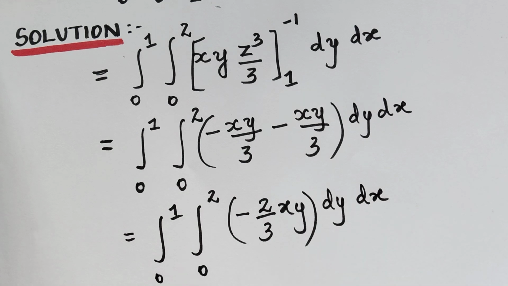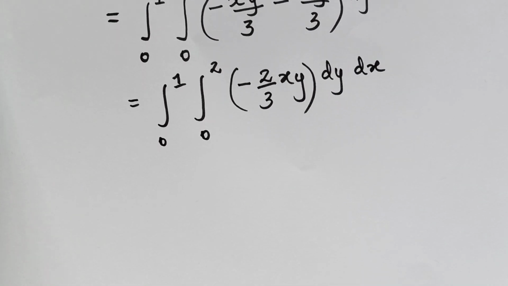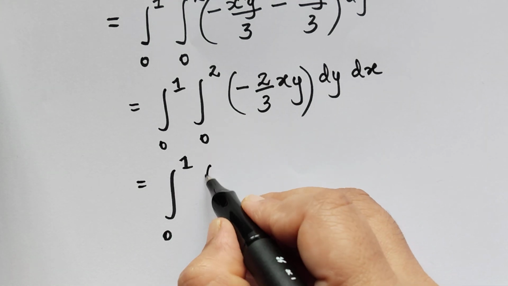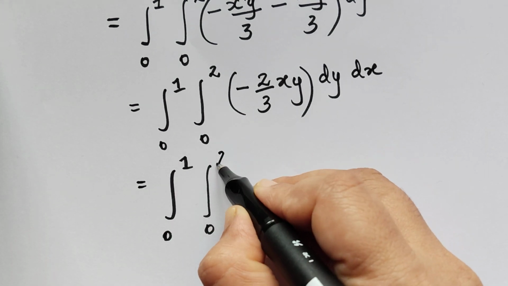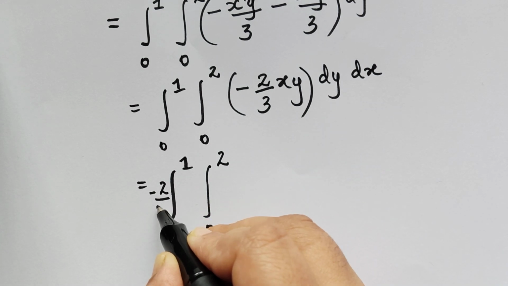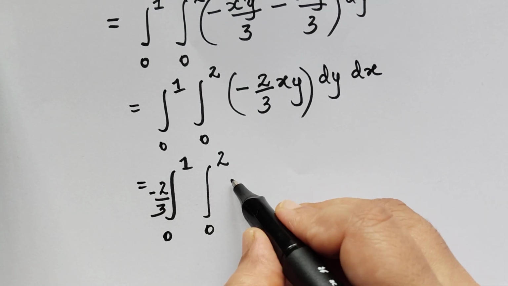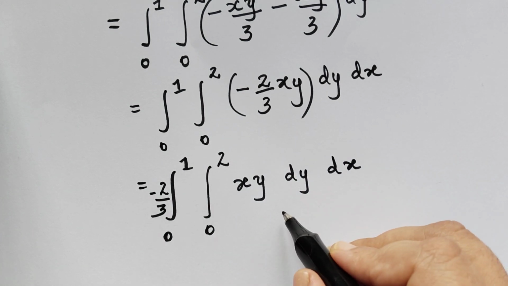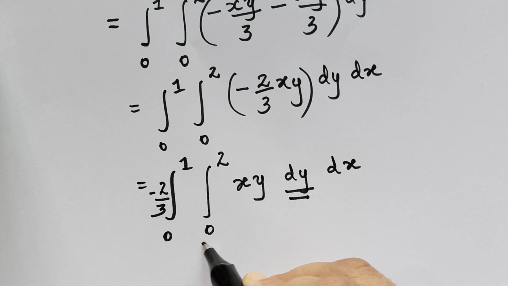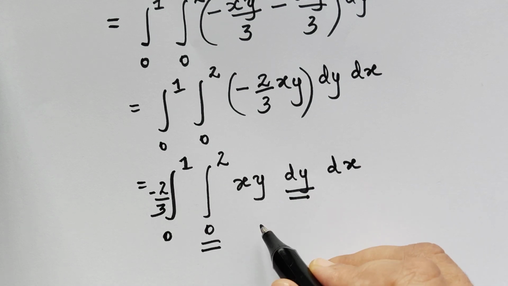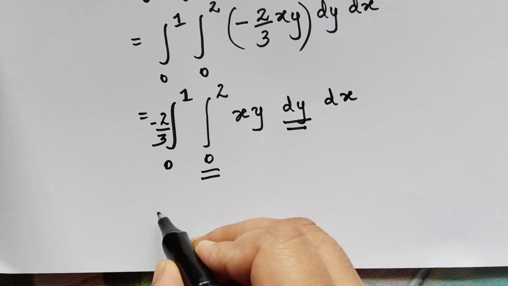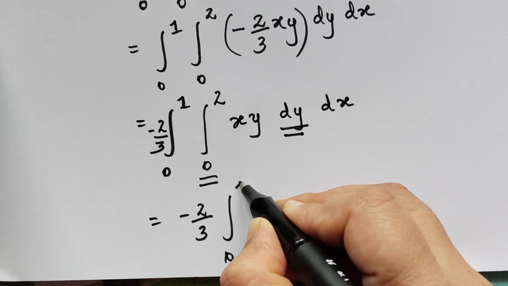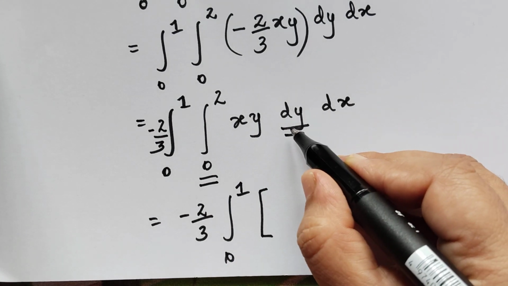Now negative 2 by 3 is a constant which can be taken out of the integrals. So this will be equal to integral 0 to 1 and then integral 0 to 2, and this negative 2 by 3 I am going to take out of the integrals. So I am writing it here, and here we will be having xy dy dx. Now I am going to integrate with respect to dy. So these limits have to be applied on y after integration. So on integration, we will be getting negative 2 by 3, integral 0 to 1 as it is, and we are integrating with respect to dy.